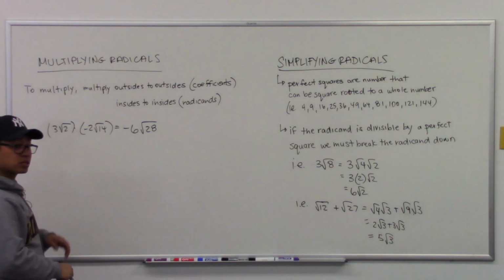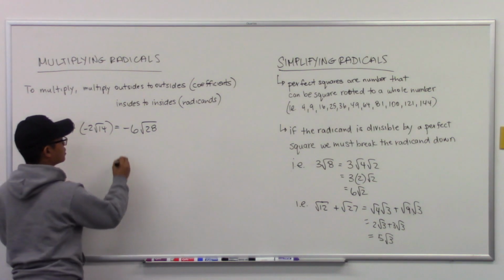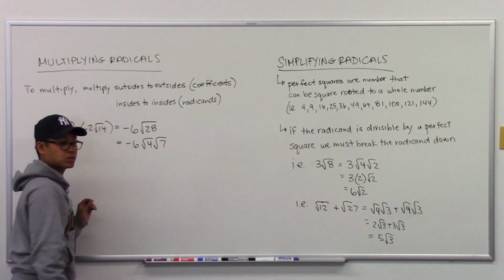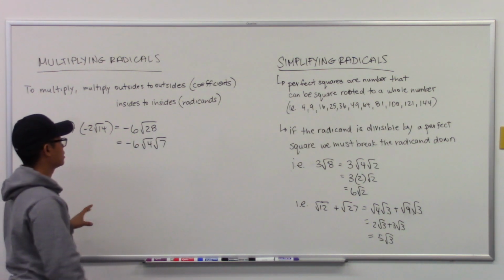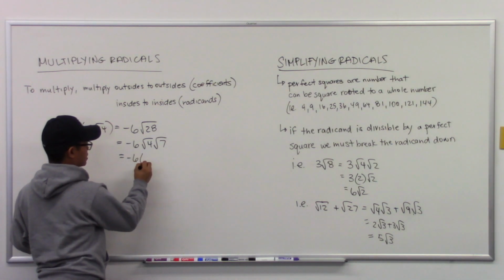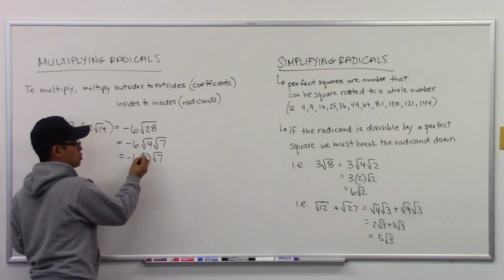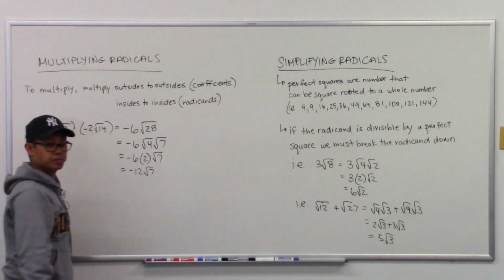But answers must always be in the most simplest form, simplest radicand form. So we can take a root 4 out of this because root 4 times root 7 makes root 28. Now we get negative 6 times root 7. Negative 12 root 7.